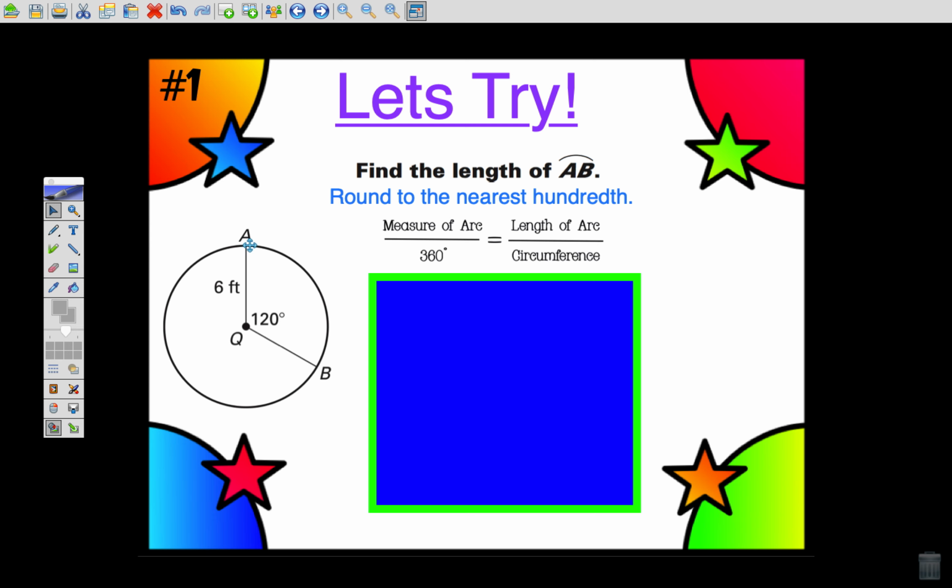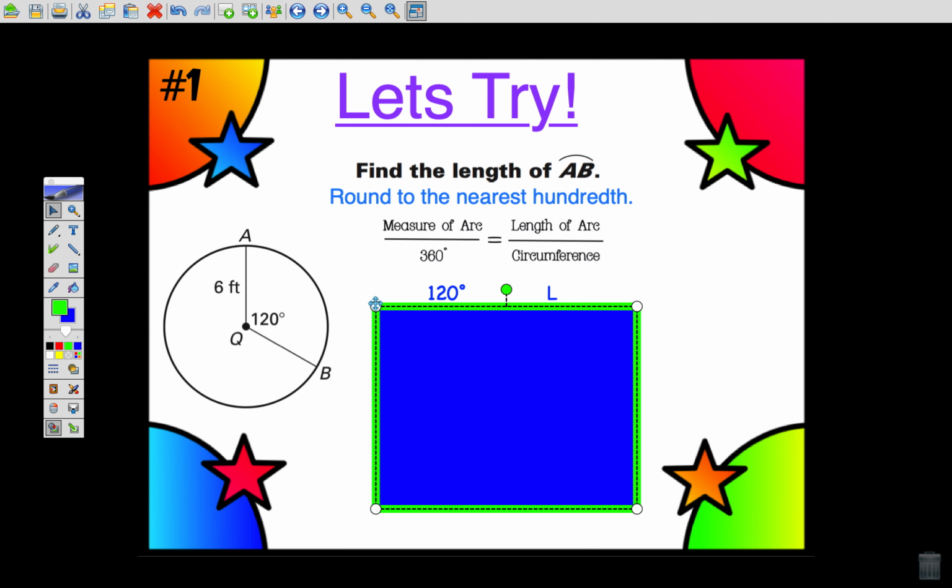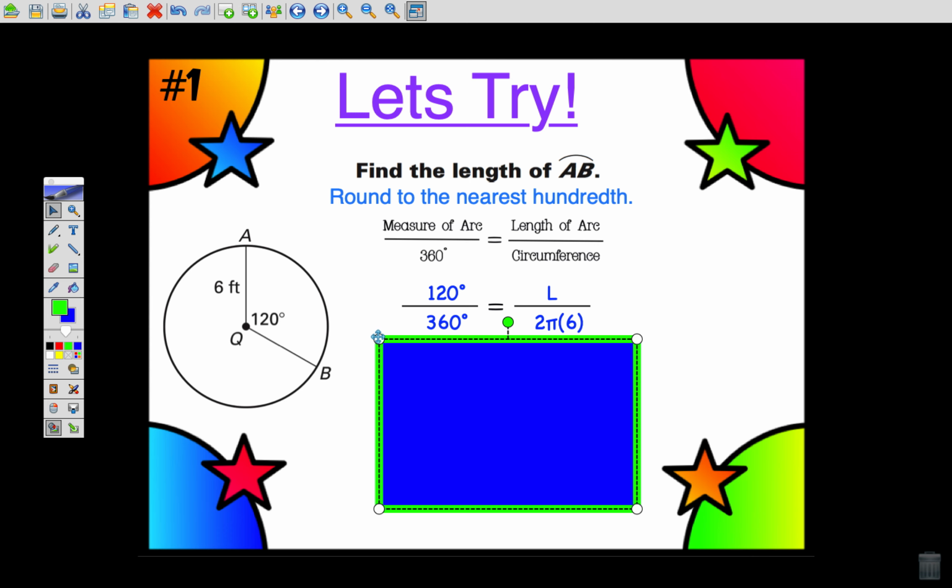That is the distance from there to there, which is simply part of circumference. All right, the measure of the arc, of course, would be 120. The length of the arc is our variable. The bottom left part of your proportion is always 360. And then, like I said, I just thought of the formula for circumference, 2 times pi times r. R, of course, is 6.